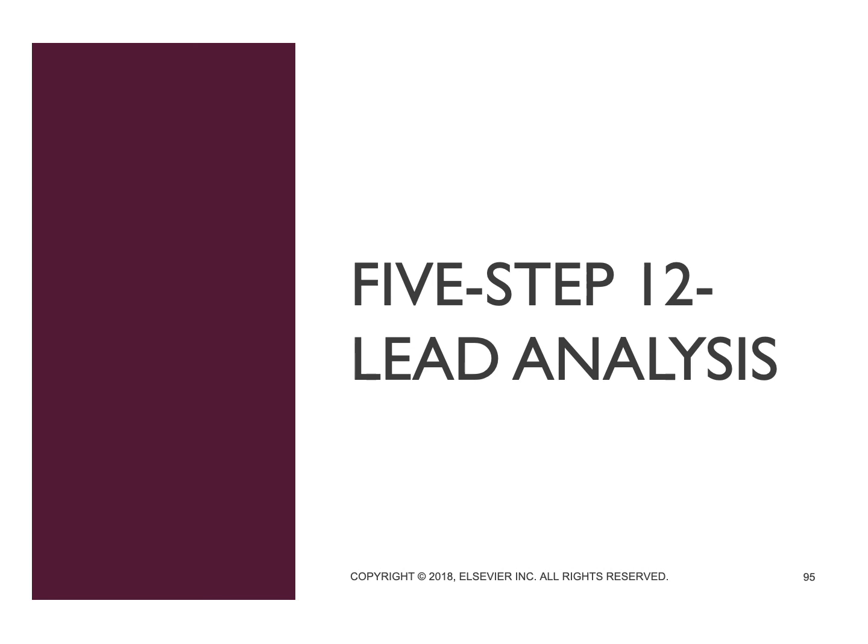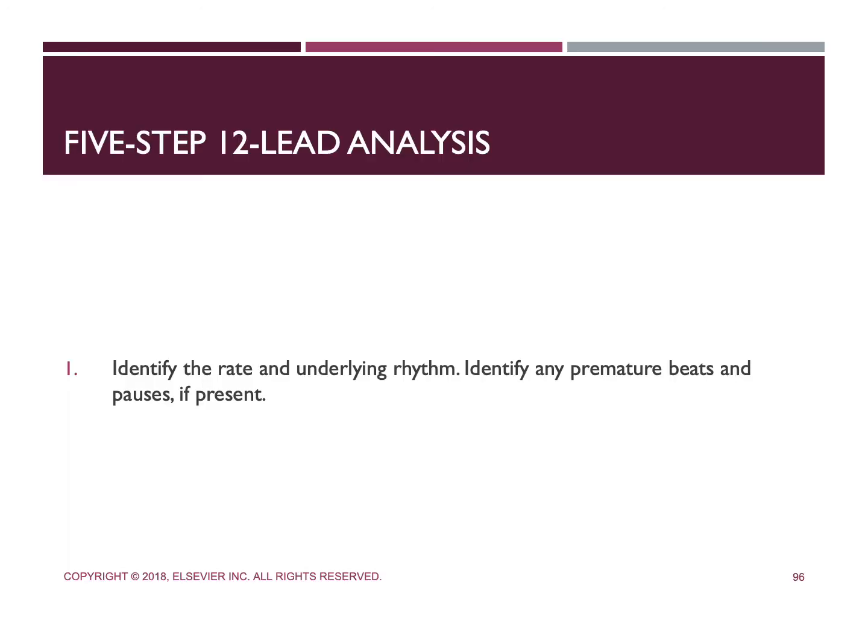All right, so now what we're going to get into is the 5-step 12 lead analysis. The first step is we want to identify the rate and underlying rhythm. When we're looking at the ECG strip, we want to identify any premature beats and pauses if there are any present. So once again, we're identifying the rate and underlying rhythm. Then from there, we're going to move on to identifying any premature beats and pauses if they're present.